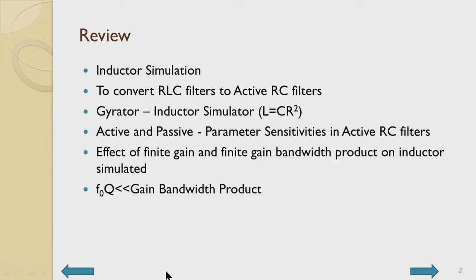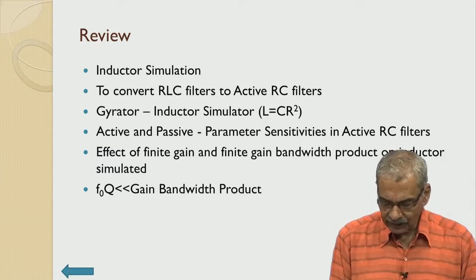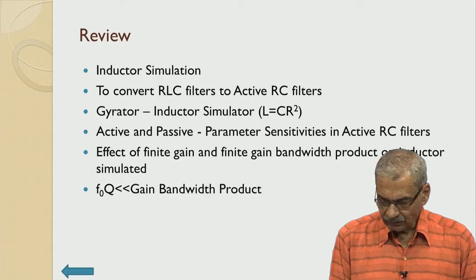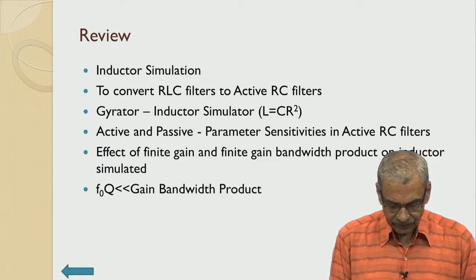that can convert the capacitor terminated into an inductor. That is a gyration, meaning rotation by 180 degrees between voltage and current. To convert RLC filters to active filters, this inductor can therefore be used. Active and passive parameter sensitivity now comes into the picture. Of these, the active parameter is an important criterion for selection of the filter topology. The effect of finite gain and finite gain bandwidth product on the inductor simulated using an active device was also discussed earlier.